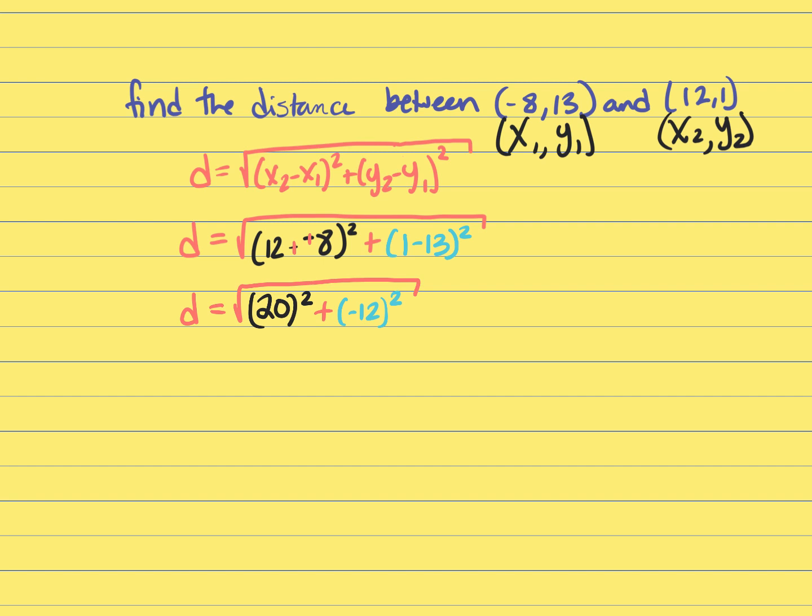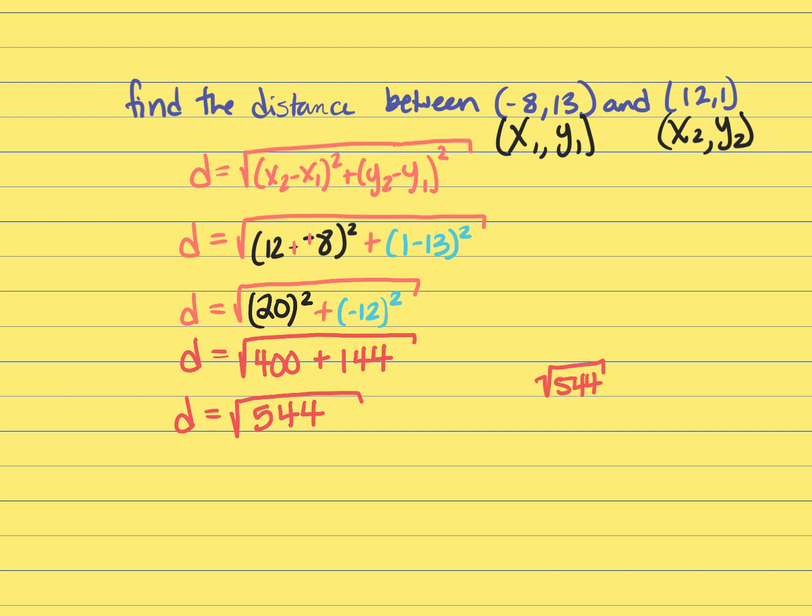Okay, let's rewrite that. So we have d equals the square root of 400, because 20 times 20 is 400, plus negative 12 times negative 12 is 144. And then we add those two together and we get 544. And that is not a perfect square. And I honestly don't know what the perfect squares are around 544. That's a really big number.